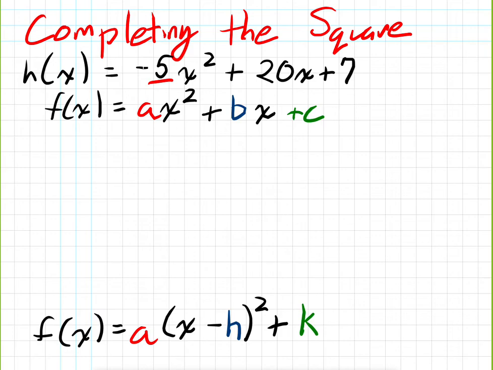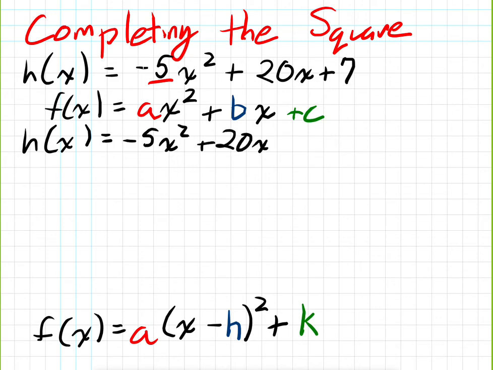Okay, so I'm going to rewrite this question again just below. h of x is equal to negative 5x squared plus 20x plus 7. The very first thing we want to do here is factor by grouping. We want to common factor the a value out of the very first two terms. So here's term 1 and term 2. We're going to common factor a, and a in this case is negative 5. So we're going to take negative 5 out of both of these.